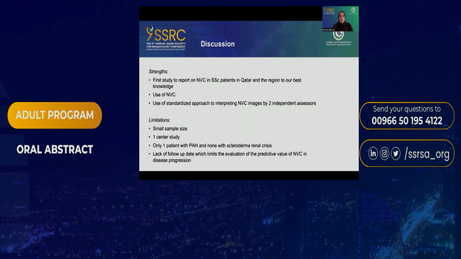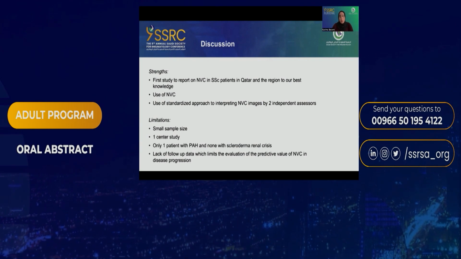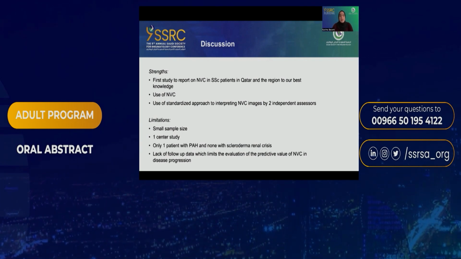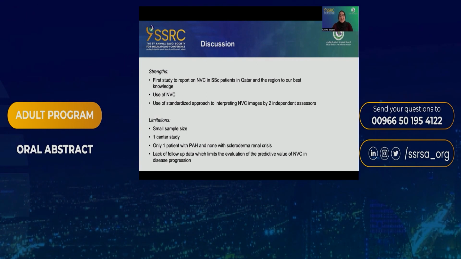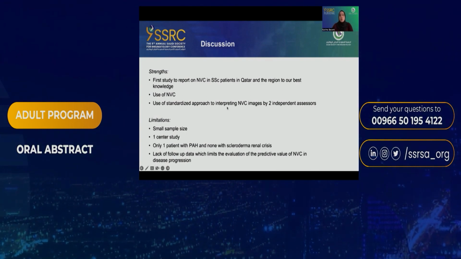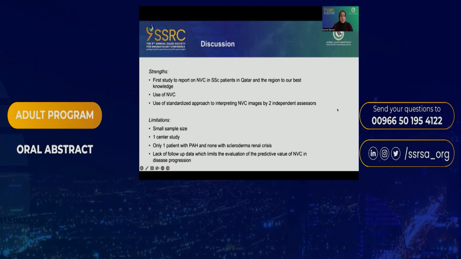This is, to our best knowledge, the first study to report on nail fold videocapillaroscopy in systemic sclerosis in Qatar and the region. Important strengths include the use of nail fold videocapillaroscopy and a standardized approach to interpreting the images by two different assessors.